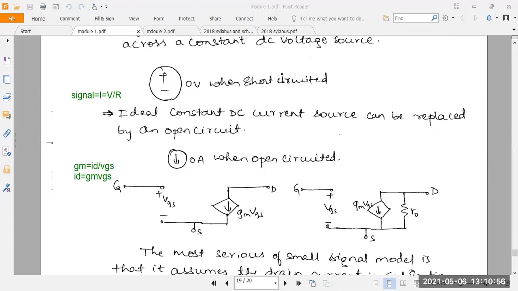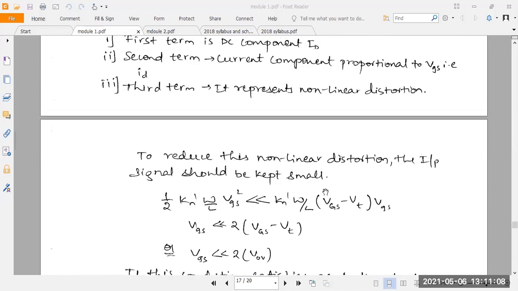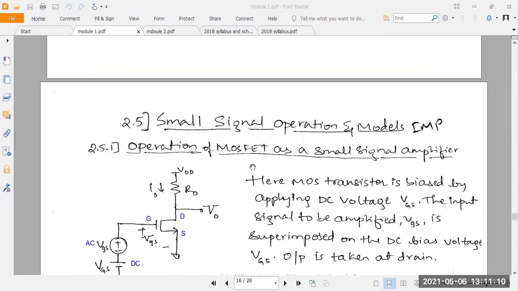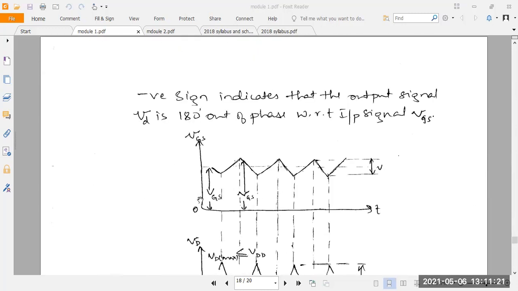Total how many resistances are there in the equivalent circuit? One, the channel resistance. But when you come to the circuit diagram, there is one more resistance, that is RD, the output resistance. RD is the external resistance. ro is the internal output resistance, the channel resistance. So these two are connected in parallel.